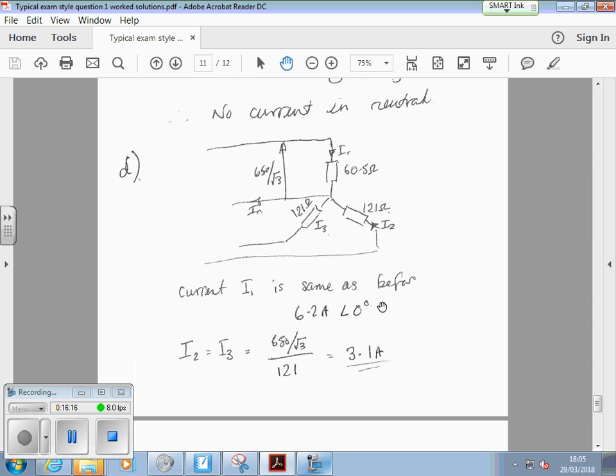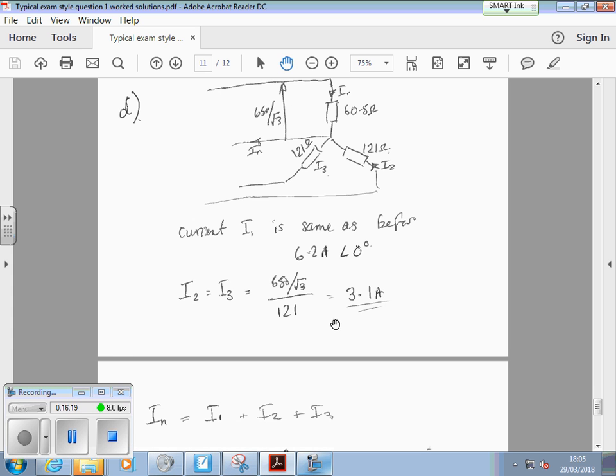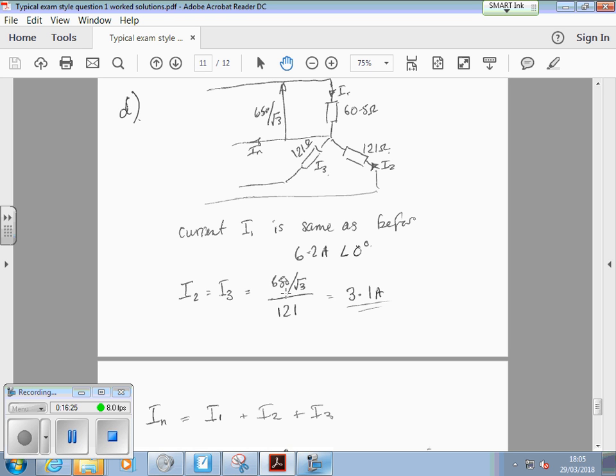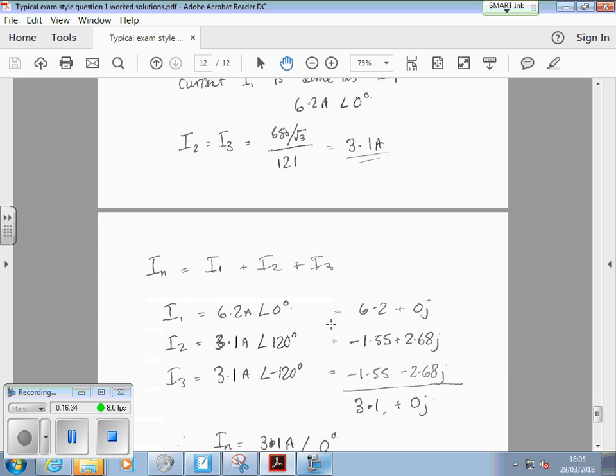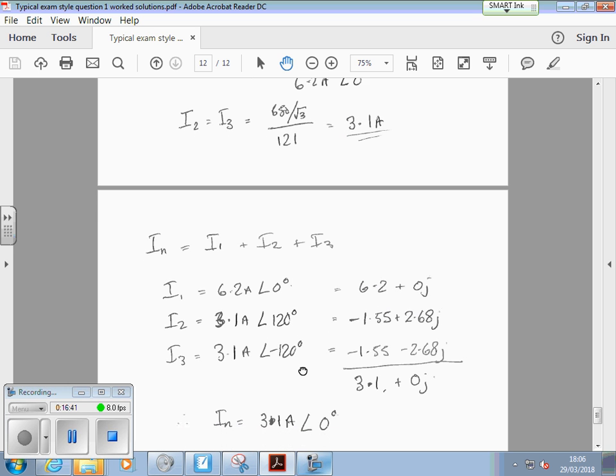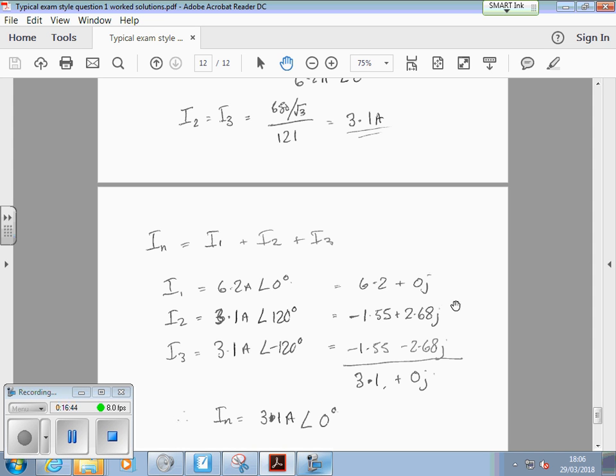Current I1 is the same as before. I2 and I3 in magnitude are going to be equal. They're going to be 650 over root 3, which is the phase voltage, divided by 121 ohms now, exactly half the current in magnitude. We take them to one with an angle of 120, one with an angle of minus 120, again find the rectangular values for them, add them up, and I got 3.1 at angle 0 degrees. Okay?